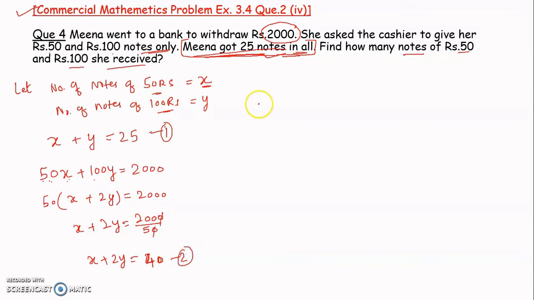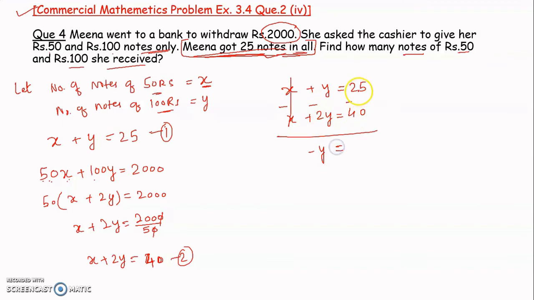Now if you want to solve those two equations, we can use the elimination method here. First equation x plus y equal to 25 and second equation x plus 2y equal to 40. So if you do the subtraction of those two equations, then here this x will be eliminated. So here x minus x cancels out and y minus 2y, that will be minus y, equal to 25 minus 40, that is minus 15. So you get y equal to 15.